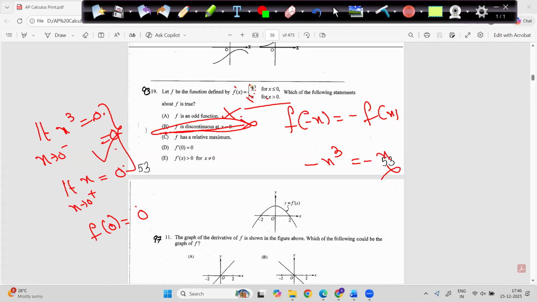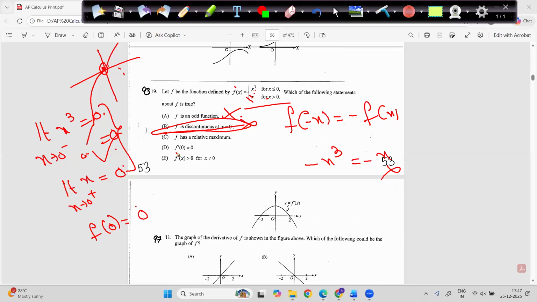F has a relative maxima. X cube will be like this, so it is increasing. So we can't say absolute maximum. It will have absolute maximum at minus infinity. It does not have absolute maxima at this point because both the functions are increasing. I can't say this will have absolute maximum at this point.